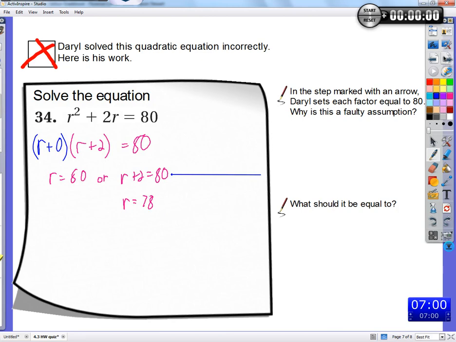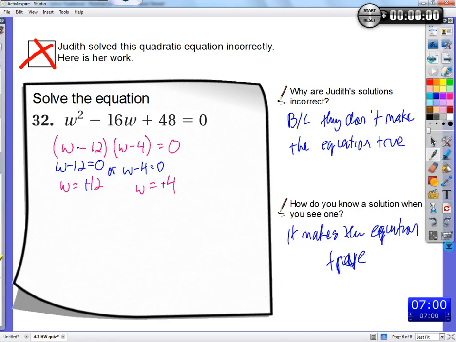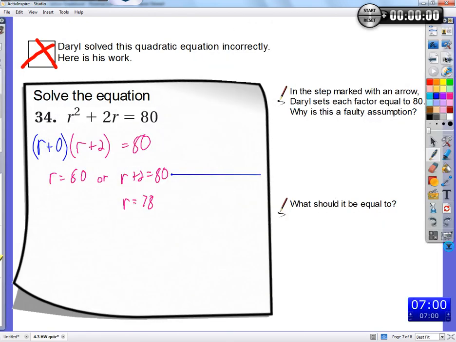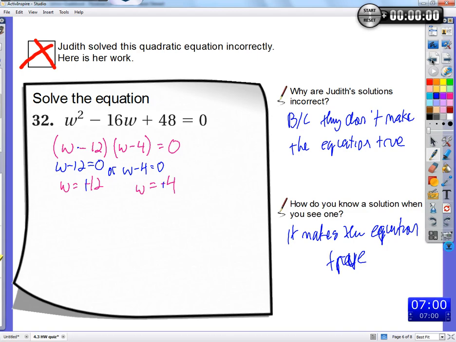It would make sense that Daryl got the wrong solutions, because they don't satisfy the equation. The reason why he got the wrong solutions, though, was this step where he said that since this times this equals 80, then this has to be 80 or this has to be 80. When we do that with 0, we're assuming something. But we're assuming something that has to be true. Here, he's assuming something that doesn't necessarily have to be true. Why is it, when it's zero, we can say this has to be zero, or this has to be zero? Has to be, there's no way around it. Remember there's 80 over there, that doesn't. What makes the equation true?